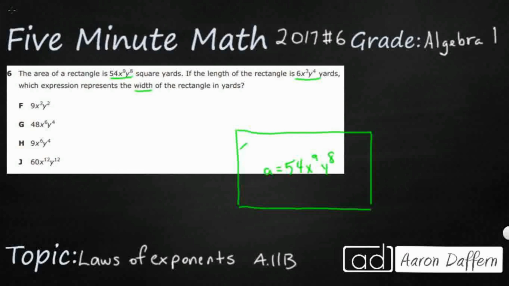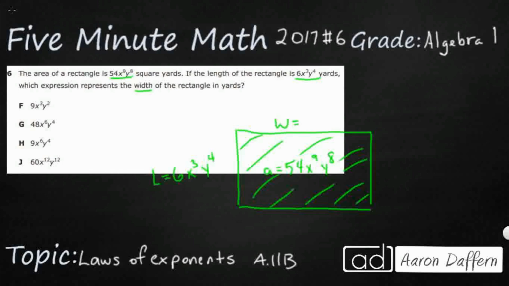Remember your area is your number of squares inside of a shape. So the length, we'll call this our length here. Our L equals 6x^3 over y^4. So we're looking for the W. That's our missing term. Well, how do we find that?